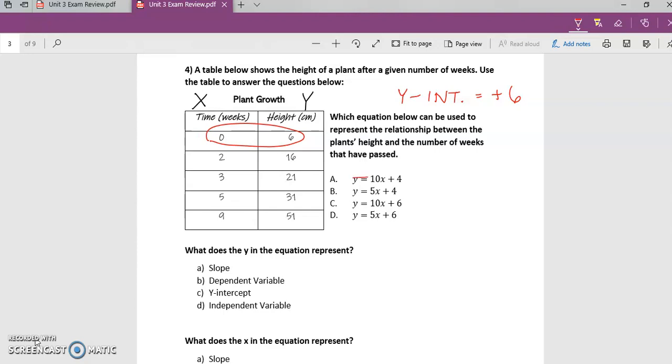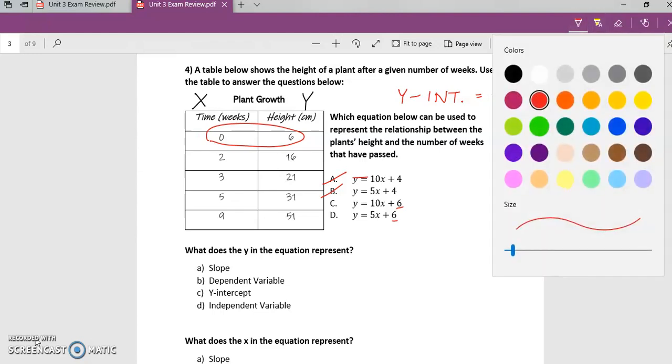So I come to my answers. This one is plus 4, so I cross it out. This one's plus 4, cross it out. This is plus 6, the one I'm looking for, and then plus 6. So now I only have 2 answers to choose from. Now let me look for my slope.